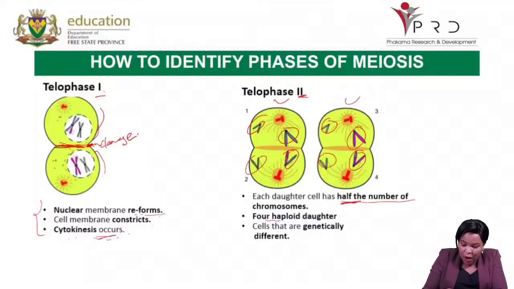Then 4 haploid daughter cells are formed and they are genetically different. Why are they genetically different? Because of crossing over that happened at prophase 1 and also because of the random arrangement in metaphase. So I hope you remember these stages.